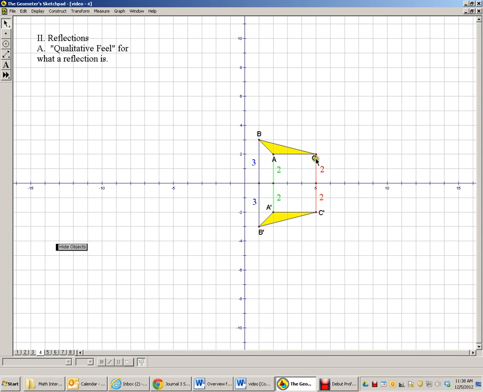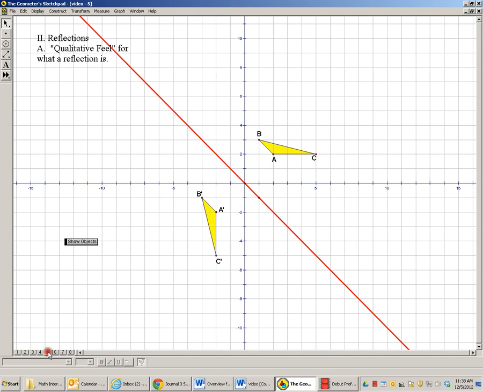Okay, C is 2 units away, and hence C prime also has to be 2 units away from the mirror on the other side. And B was 3 units away from the x-axis mirror, and so B prime is 3 units away on the other side of the mirror.